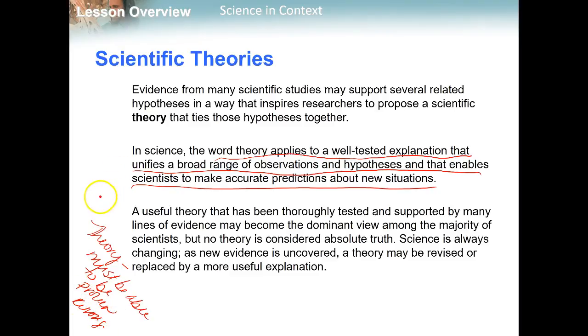Okay, so that's what a valid theory is. It's something that must be able to be proven wrong. It's not considered absolute truth. It's held up pretty good, but it's not absolute truth.